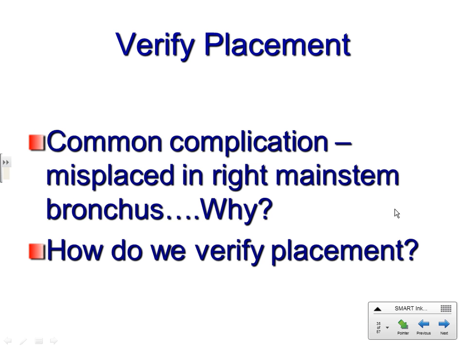But why do we have the common problem of misplacing in the right main stem bronchus? What do we know anatomically is the problem? It's a sharper angle and it's up higher. So if the tube gets twisted when they put it in, it can very easily go down into the right main stem bronchus. So now only the right lung is being ventilated and the left lung's not getting anything. So you're going to have what is called volutrauma, an imbalance of the lungs being ventilated.